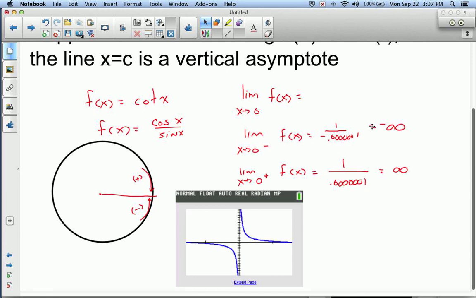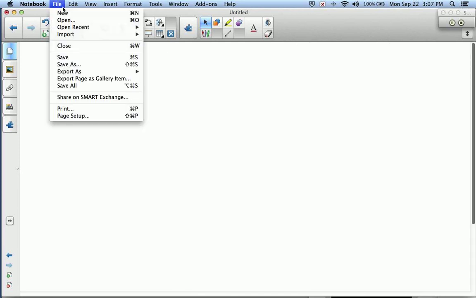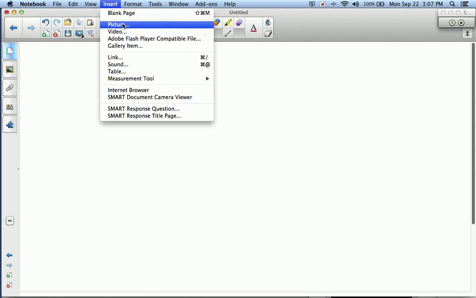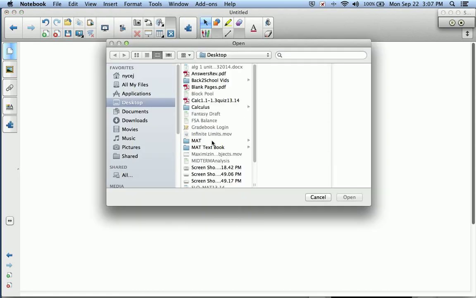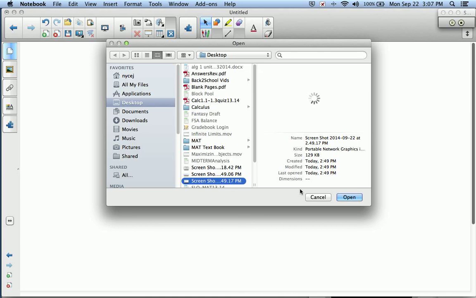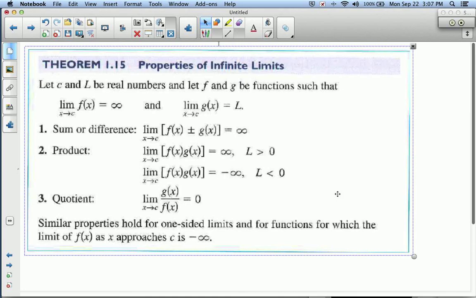Okay, and that is all infinite limits are. One set of properties here you'll want to copy down. Let me just bring them into play here. That would be this one here. So some properties to work out, and we can discuss them a little bit more as we come back to class tomorrow.